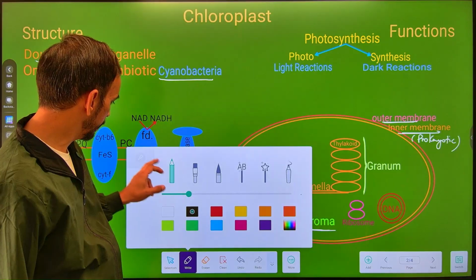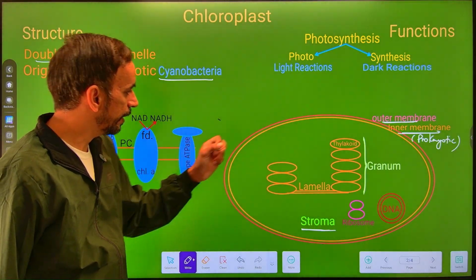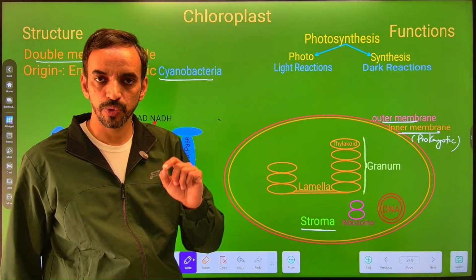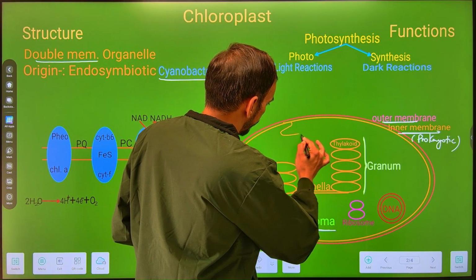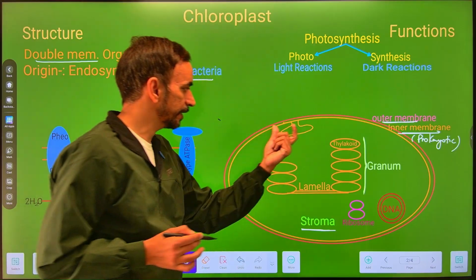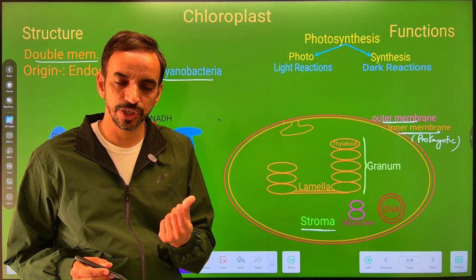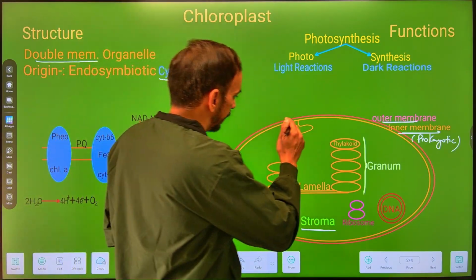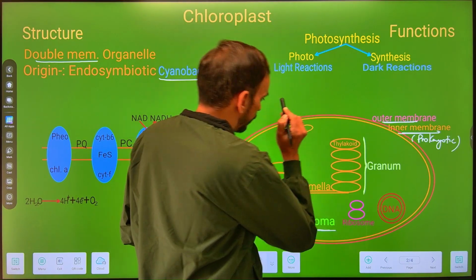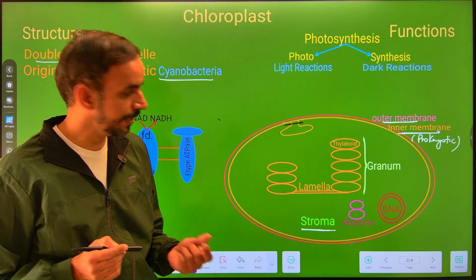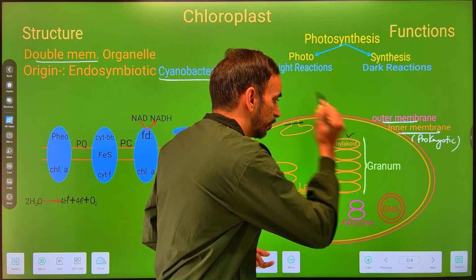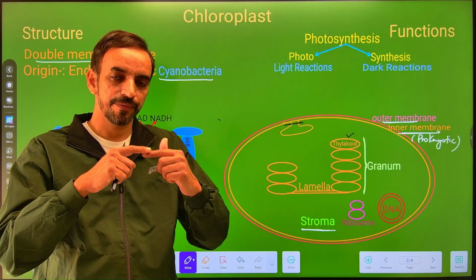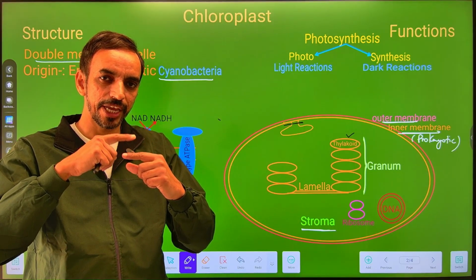Now, the interesting thing over here is that the inner chloroplast membrane invaginates, and after invagination there is a creation of a vesicle-like structure. Then these vesicles get detached from the inner chloroplast membrane and come into the stroma in the form of thylakoids. So there are stacks of thylakoids.